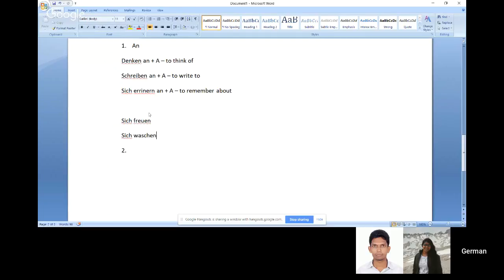I thought in the first one you said "mich" and in the second one you said "sich". No, both are "mich". Sorry. Okay, except that everything is correct. So we have to use the preposition "an" whenever we are using this reflexive pronoun.